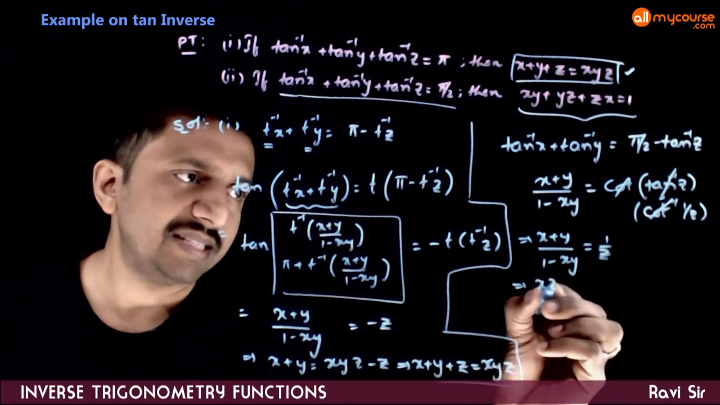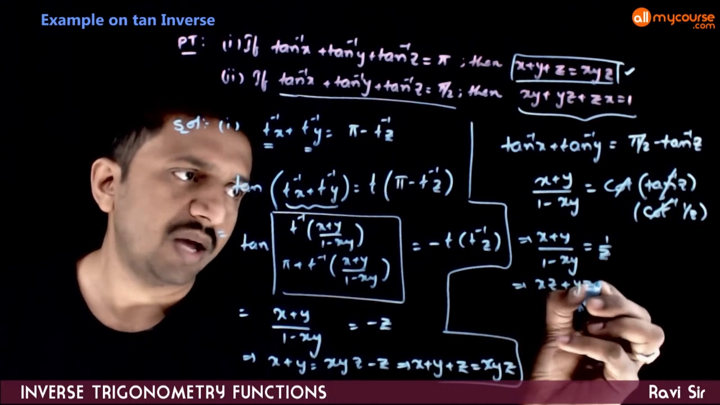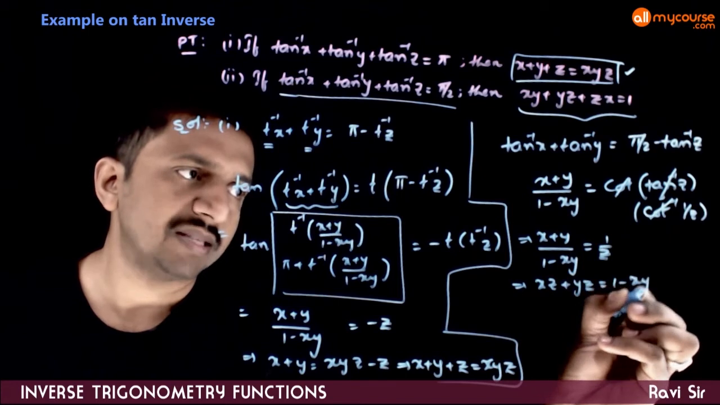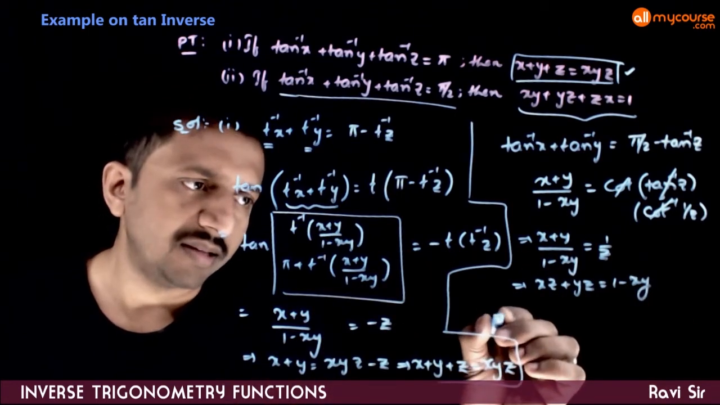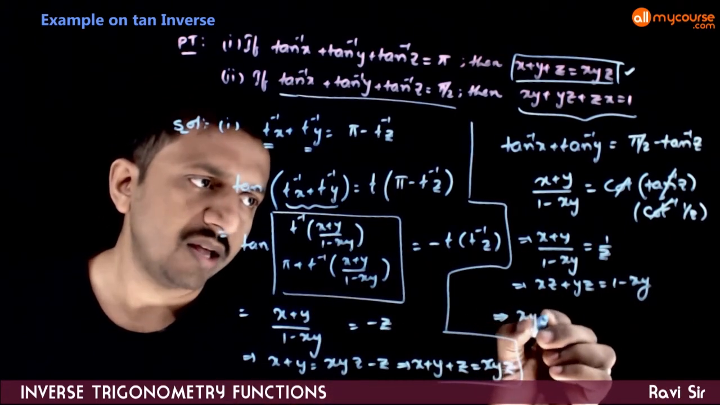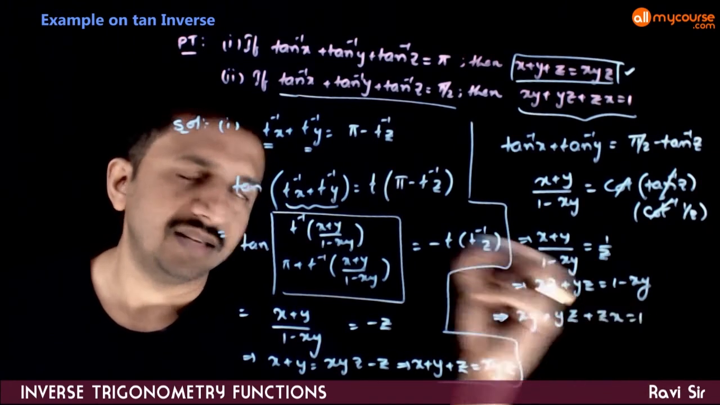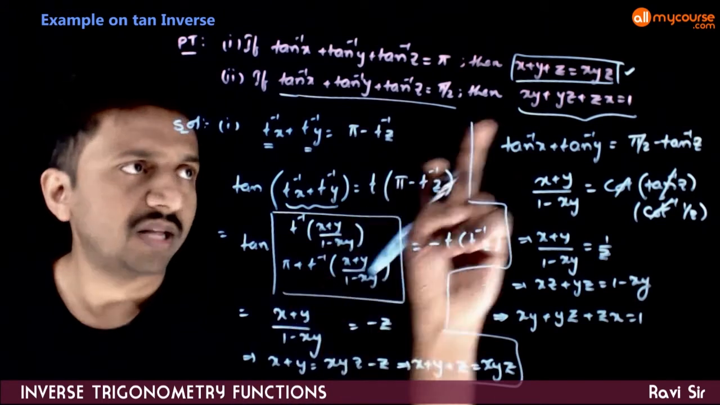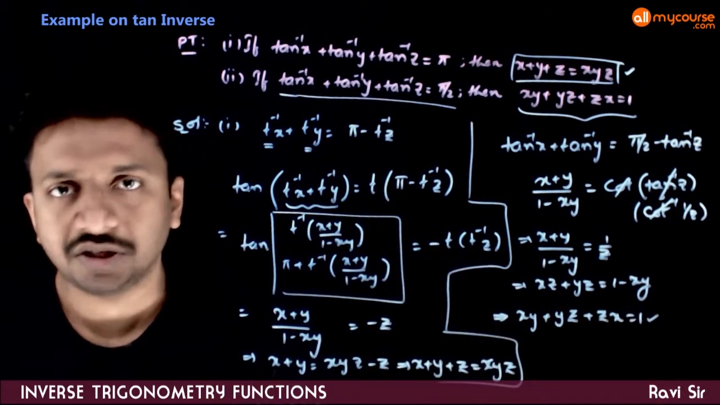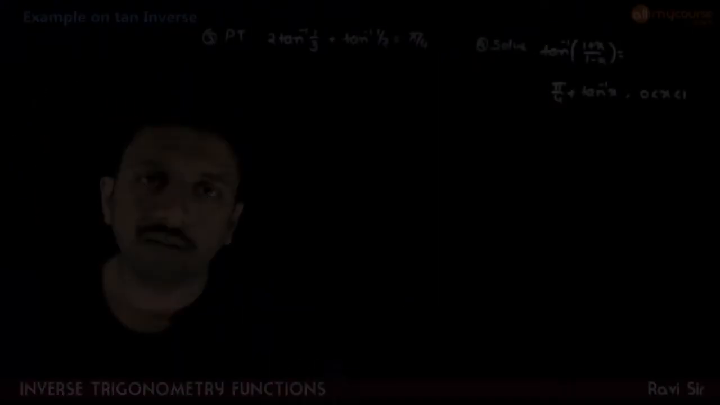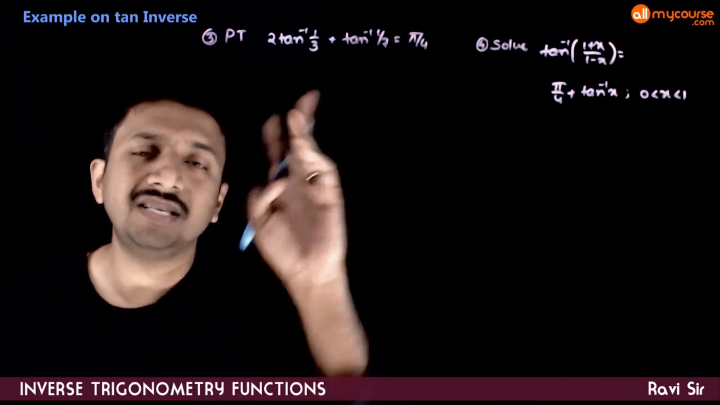This implies xz plus yz is equal to 1 minus xy. And this implies xy plus yz plus zx is equal to 1. So that is the second condition which is being asked. Next, let us look at these questions.